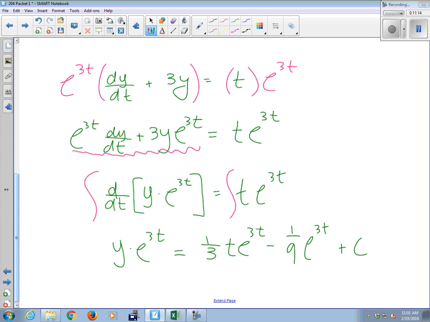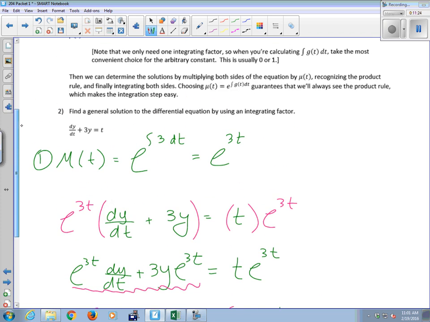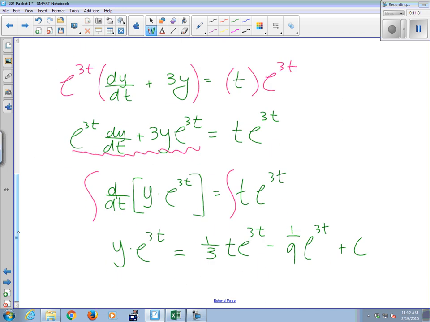So what am I trying to get here? What's my goal? Y by itself. The solution to a differential equation, dy dt with some stuff in y's and t's, is a function y. So this very last step is I would like to get y by itself, which is divide both sides by e to the 3t.